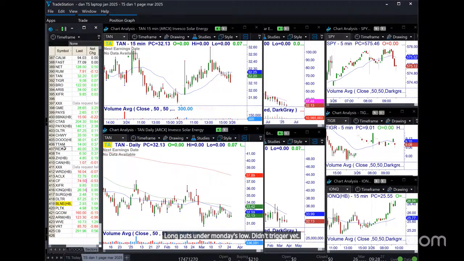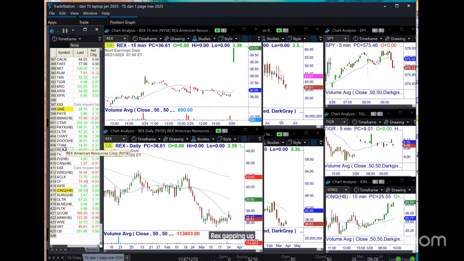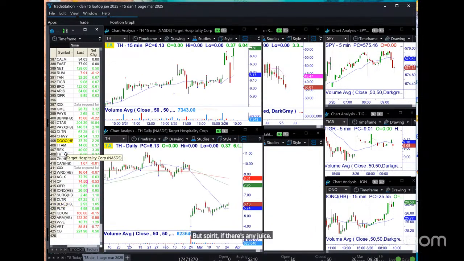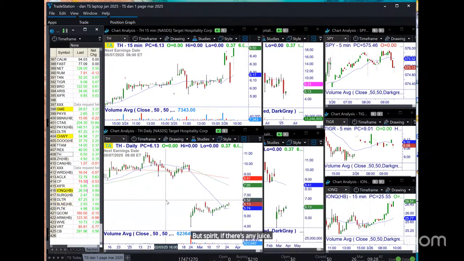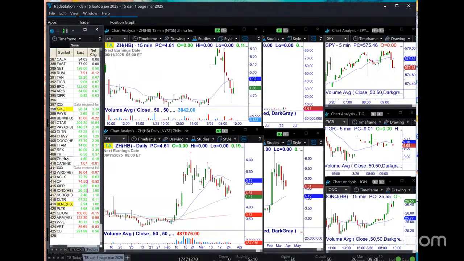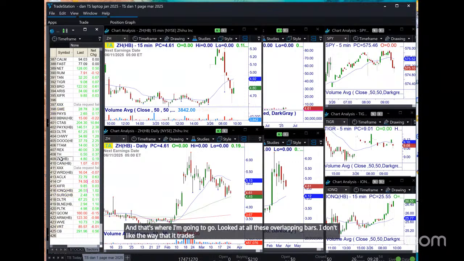Rex gapping up $40. That's a big old gap, but excessive to me. Put spread if there's any juice. 650 could be a 30-minute high. That has room to go up. Look at all these overlapping bars. I don't like the way that trades, and then it gave it up, so nothing there.